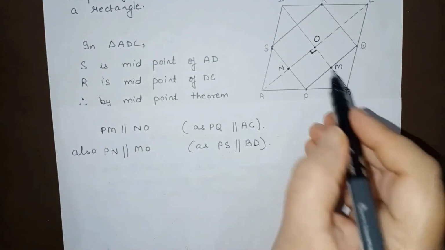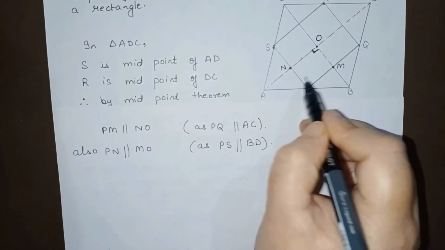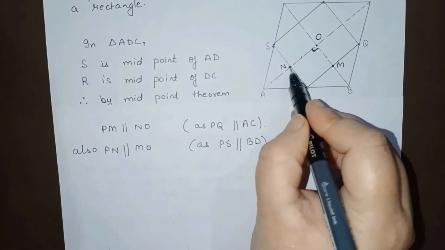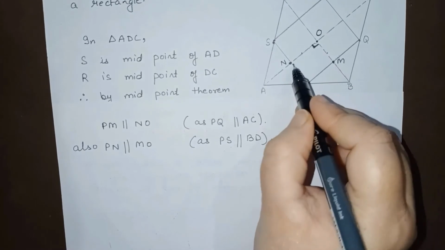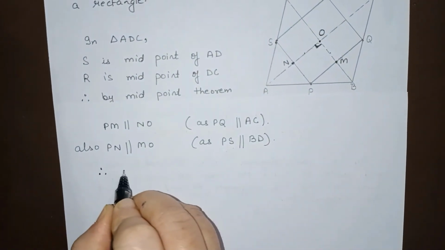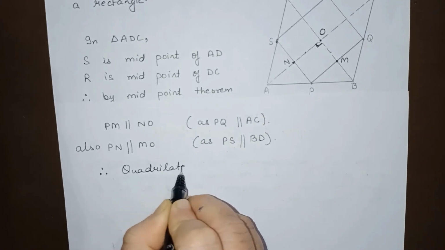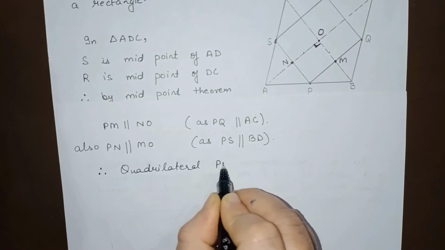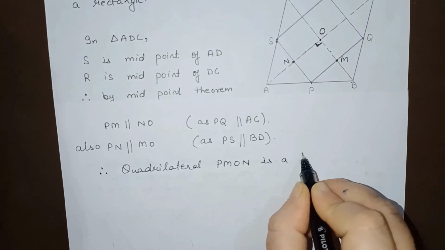Now see here, PM is parallel to NO, PN is parallel to MO. That means this small quadrilateral is a parallelogram. Its opposite sides are parallel to each other. Therefore, quadrilateral PMON is a parallelogram.